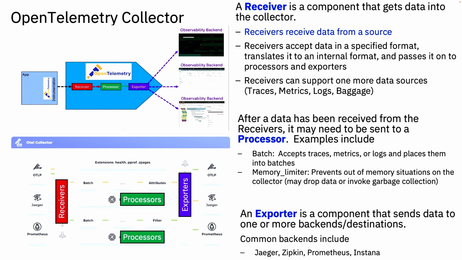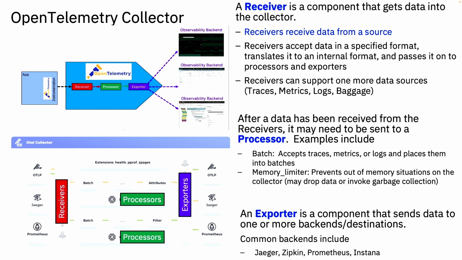And then when it goes into the collector, we have what are called processors. One of which is called a batch processor that's going to place things into batches. One's a memory limiter that'll keep, if you got a whole bunch of trace coming in, it's going to prevent out-of-memory situations, might drop data, might do garbage collection.